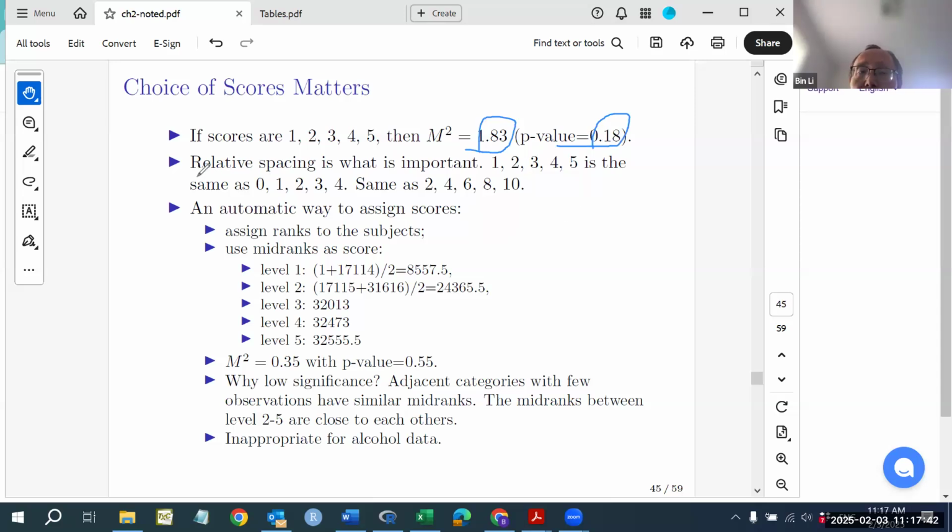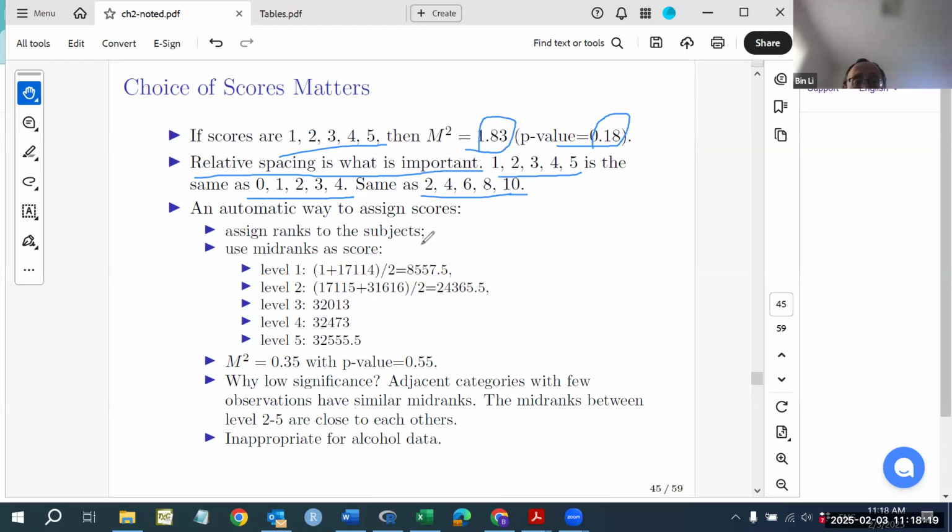Okay? And also, the relative spacing is what is important. If we choose 1, 2, 3, 4, 5, it will be the same as 0, 1, 2, 3, 4. That means if we shift it a little bit, or multiply it by a constant, it's the same. So using 1, 2, 3, 4, 5, or 0, 1, 2, 3, 4, or 2, 4, 6, 8, 10, these all give you the same 1.83 because the relative spacing is the key. Shifting by a constant or multiplying by a constant doesn't change the test statistic.